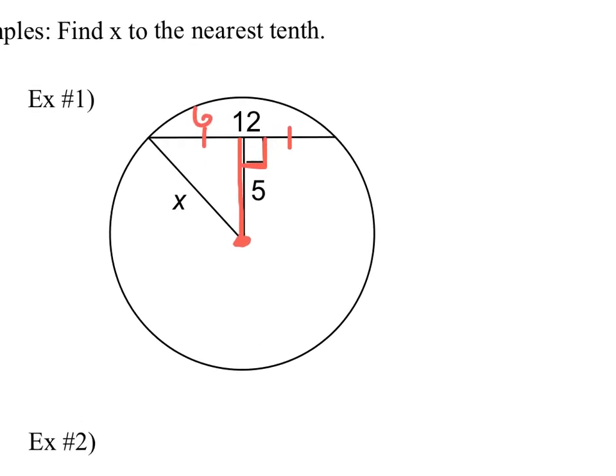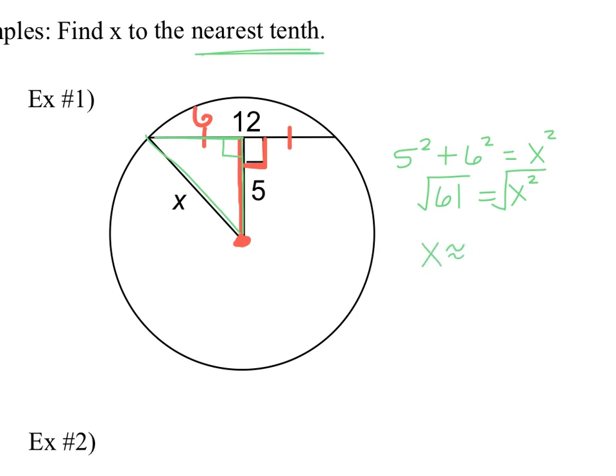And if that is 6, now we're looking at a right triangle right here where we know two of the sides. So what we're going to do is say Pythagorean theorem, 5 squared plus 6 squared has to equal x squared. Okay, this comes out to 61 equal to x squared. So we just need to take the square root of that, and we're going to round this to the nearest tenth, it said. So x is going to be approximately 7.8 units long. Okay, that's the first one.